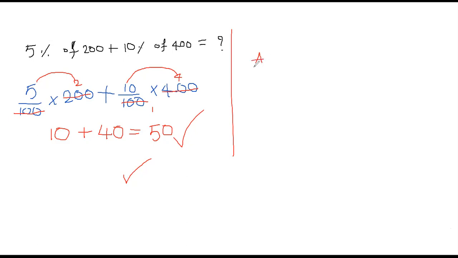A has 100 rupees and B has 150 rupees. Next question. The question is, A is what percentage of B? Next model. Note down this question.